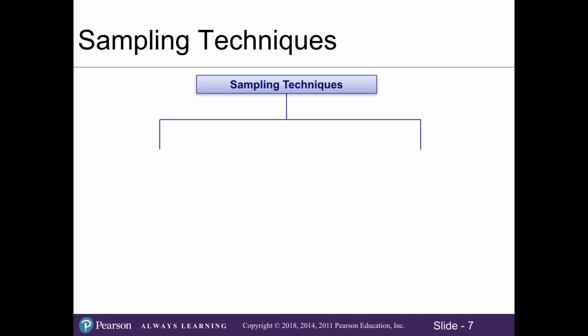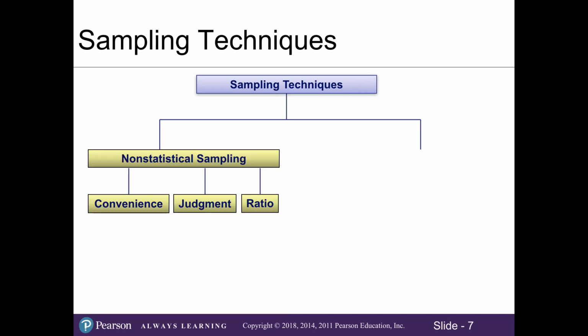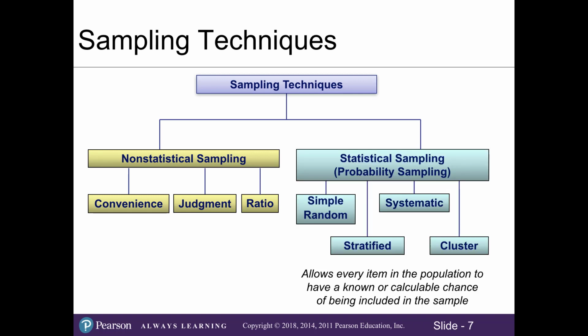This leads us to looking at our different sampling techniques. There are non-statistical sampling processes which use convenience, judgment, or other non-chance processes. Whereas you have statistical sampling, where these methods use selection techniques based on chance.